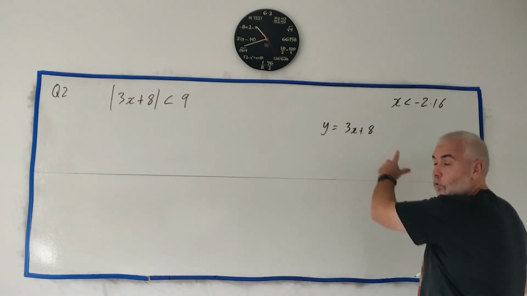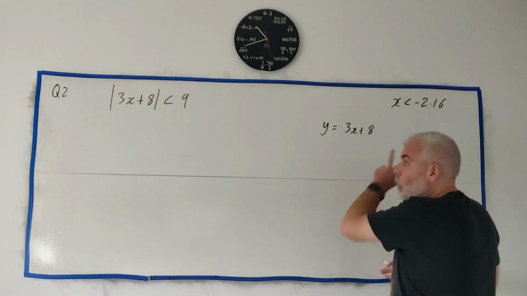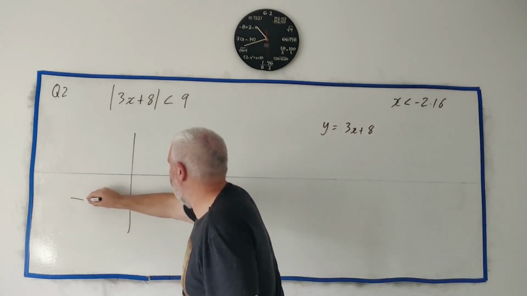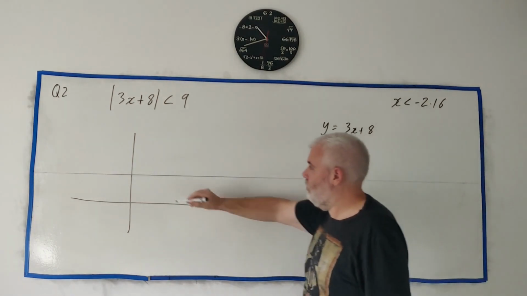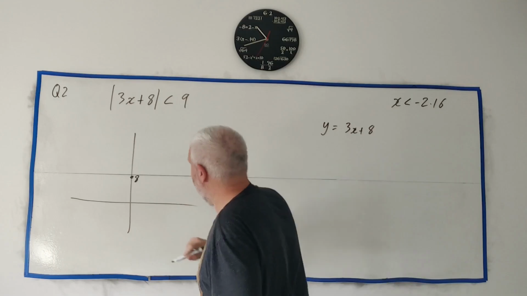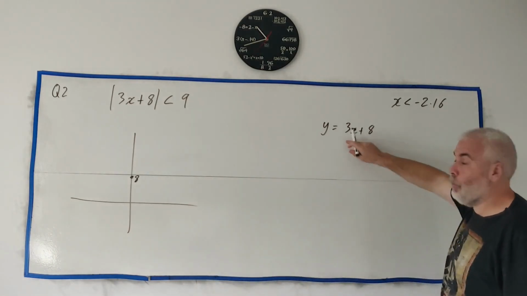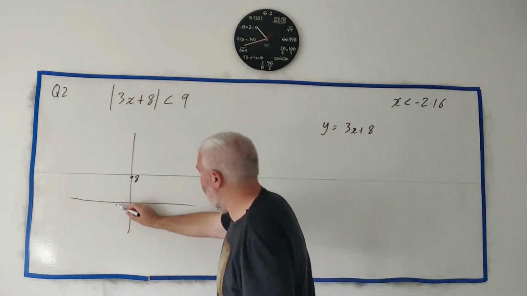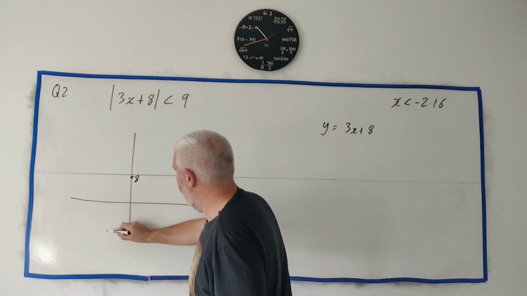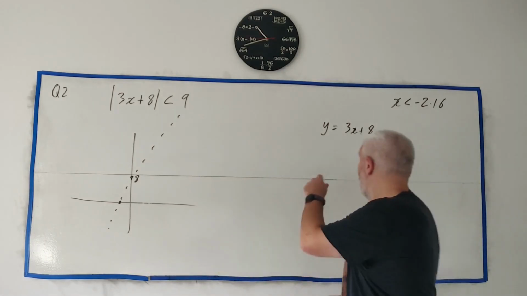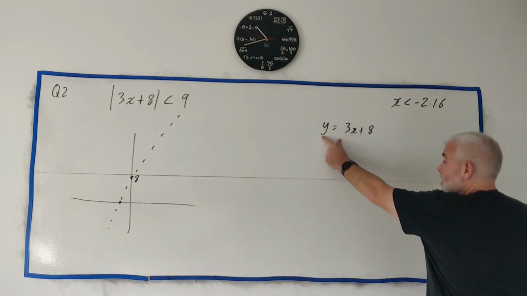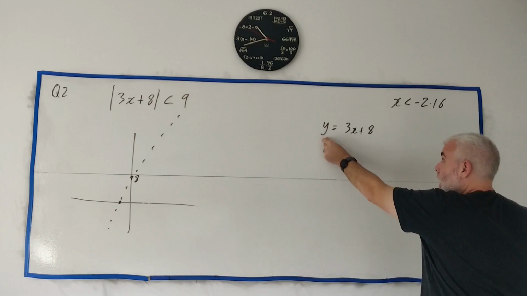If I wrote y equals, that's just a straight line. We can draw lines that look like that. That would be 8 is the y-intercept. So say here is 8. And the slope would be 3x. That's quite steep. It's going up like this.